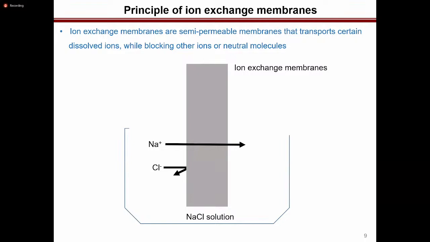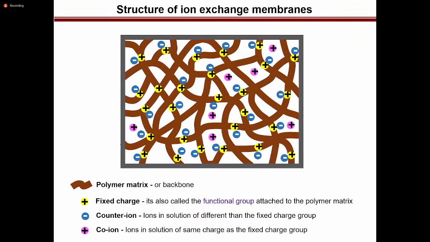In this picture example that you see, if you put this type of membrane in a solution containing sodium chloride, you have sodium, you have chlorine. As you can see, chlorine cannot be transported, but sodium can go inside. So it means that these charged materials, or ion exchange membranes, allow you to selectively separate one type of ion. So in this case, it is a cation exchange membrane, because they transport cations.